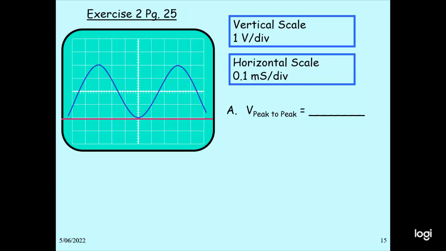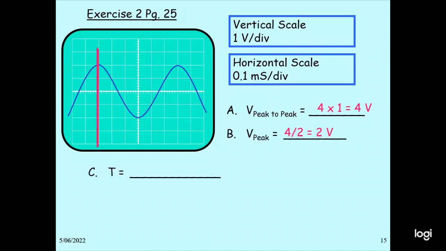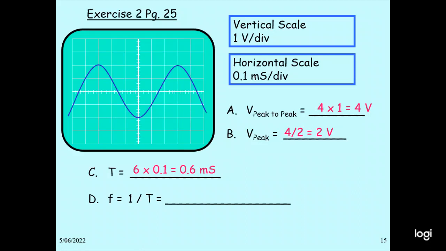So we have to find the peak-to-peak voltage. So this is the peak-to-peak, which is 4 divisions multiplied by 1, so 4 volts. The peak voltage is 4 by 2, which is 2 volts. So this is the time. Time is 6 multiplied by 0.1, which is 0.6 millisecond. Frequency is 1 by T, equal to 1 by 0.6 millisecond, which gives about 1666 hertz.